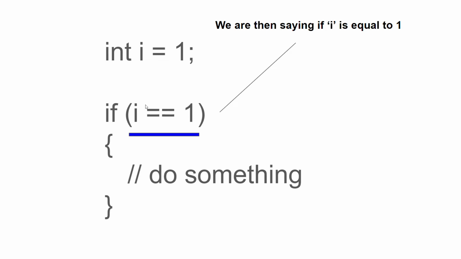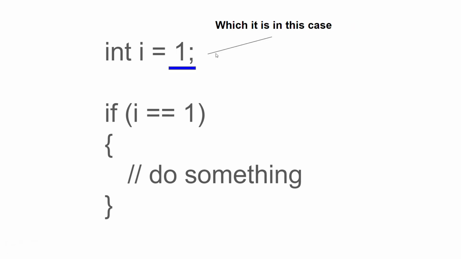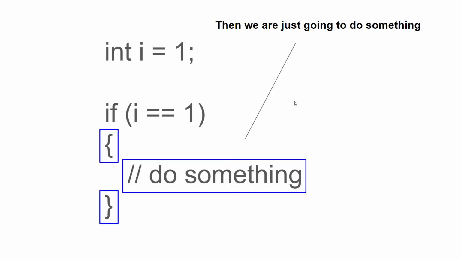You can also use a greater than or equals, or you can just use a greater than. Greater than and equals means that it's greater than that or equal to that, and just greater than means that it has to be greater than. But anyway, we're just saying equals, which it is in this case, because we're setting it to 1 and it is, and we're saying if it is equal to 1, then we can just do anything, whatever you want to do.